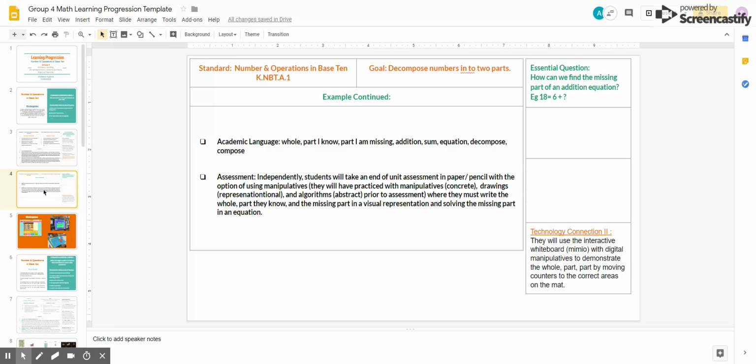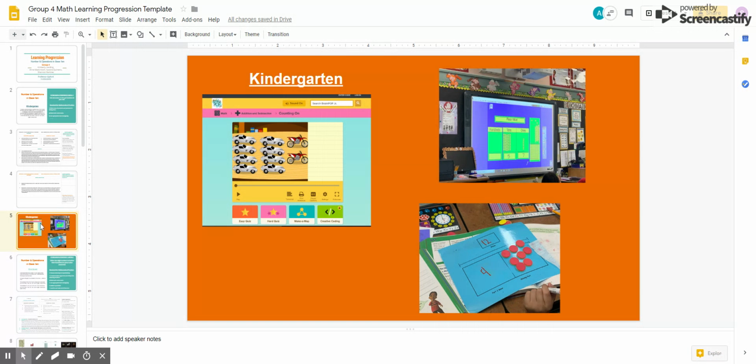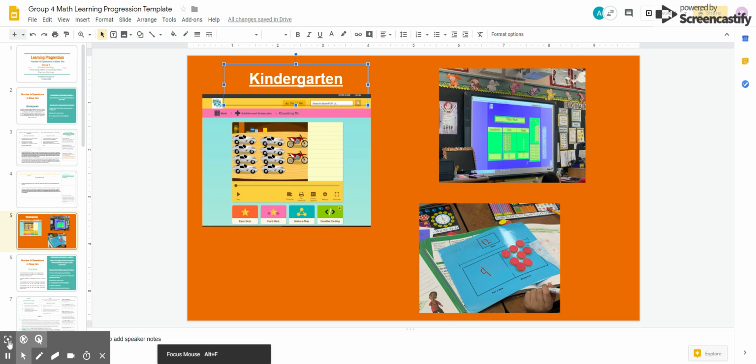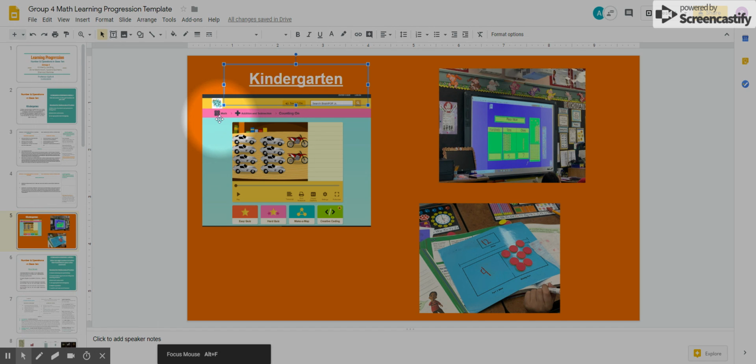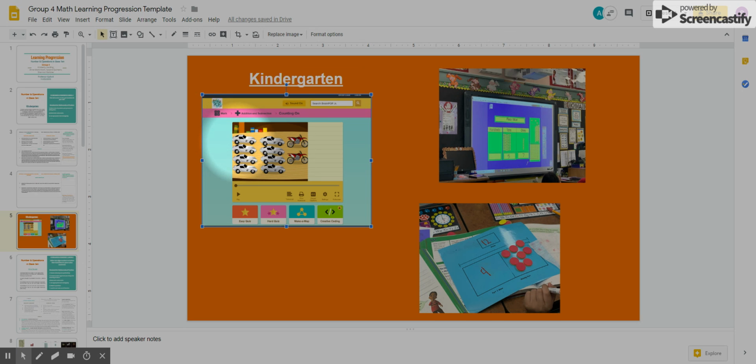As mentioned before, for technology connection, they will be using the whiteboard, Mimio digital manipulatives during instruction and guided practice. And then here are some examples of what that looks like. So for the counting on BrainPop, this is it right here. It is counting on. So students will learn how to start from a given number and then count on to reach a sum. Here is the place value.